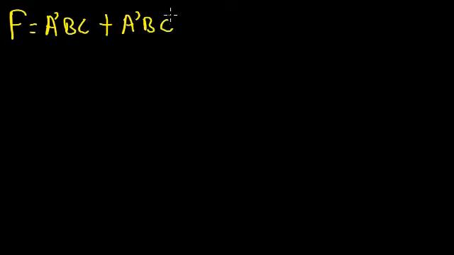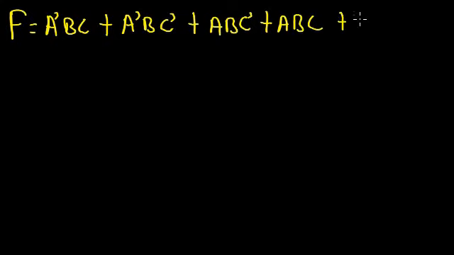Number 3, if f is equal to a prime, b, c plus a prime, b, c prime plus a, b, c prime plus a, b, c plus a, b prime, c prime. Use K-map to simplify this Boolean expression. I changed my mind. I won't be solving it in this video.